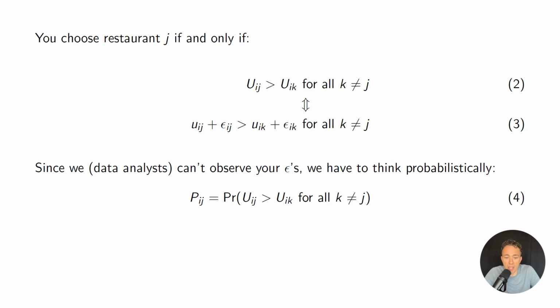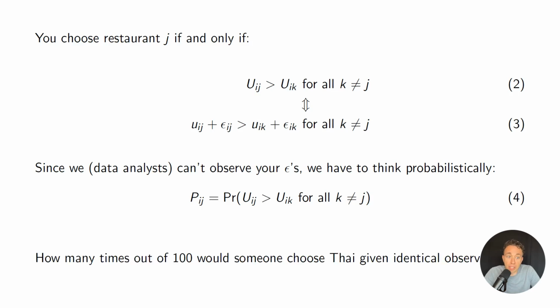So instead of saying, given your characteristics and the characteristics of the restaurants that we're looking at, I know for a fact that you're going to choose the tire place, we as the data analyst can't say anything about that because we don't have all the information that the decision maker has, because some of the information that the decision maker has is in epsilon, which we can't see in our data set, or we're not choosing to include in our model.